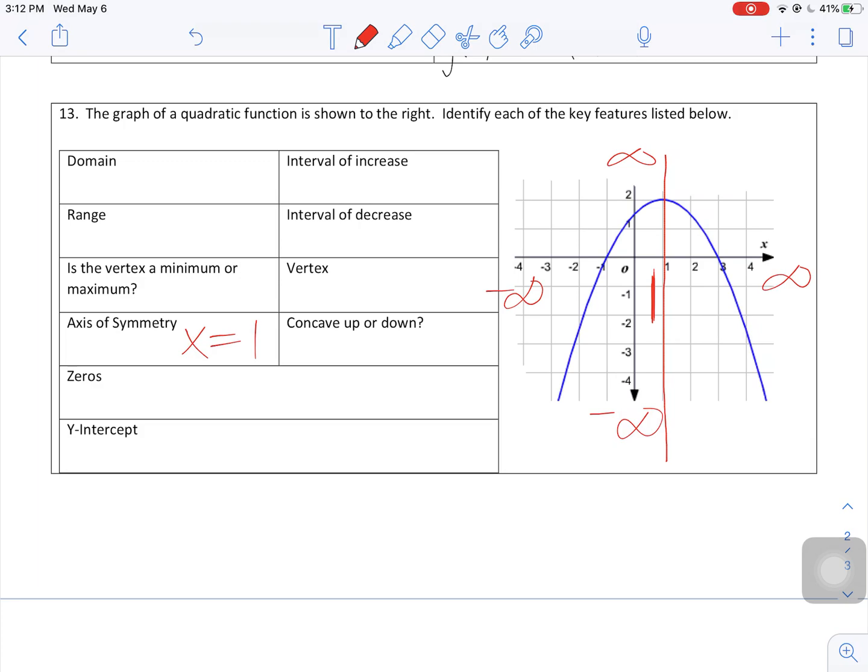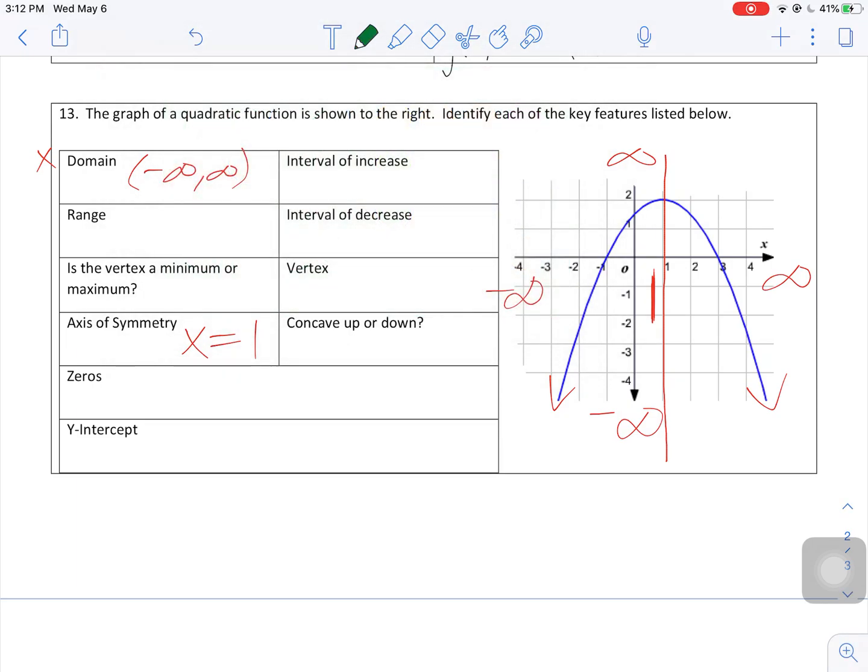So as far as domain goes, domain is all your x values that your graph covers. It's all your input values. So unless we're talking about a word problem, your domain will always be negative infinity to infinity. Again, unless it's in the context of a word problem, because this graph keeps getting wider and wider and wider as it goes down forever and ever and ever.